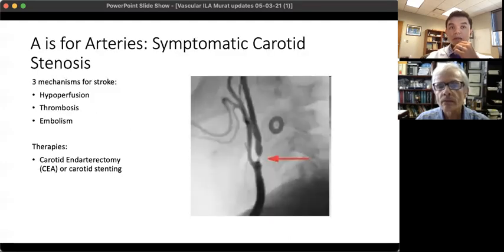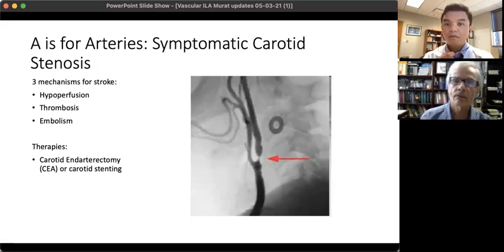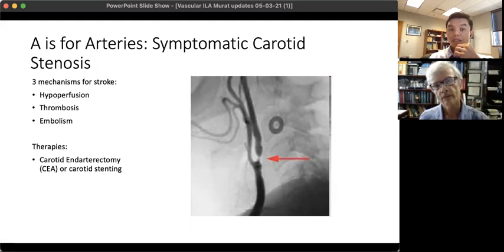So I'll talk about carotid stenosis. There's three mechanisms for problems that can be caused by a symptomatic carotid stenosis. One is hypoperfusion, so a lack of blood supply, because essentially you have all this blood trying to make its way through this tiny little thing. So that's a big cutoff, right? So you can get hypoperfusion from that. You can get thrombosis or emboli.